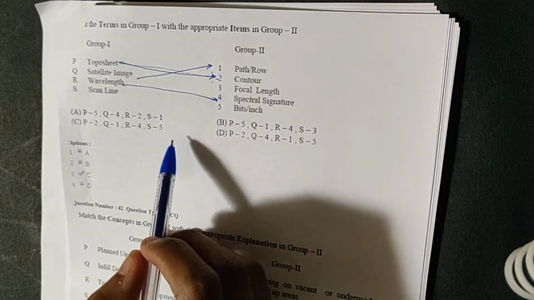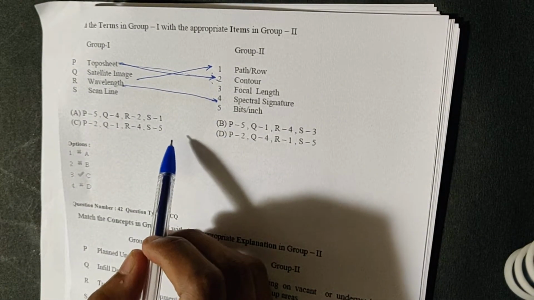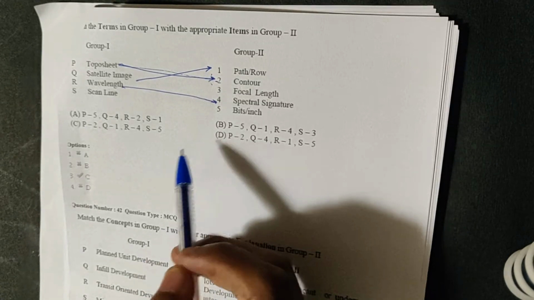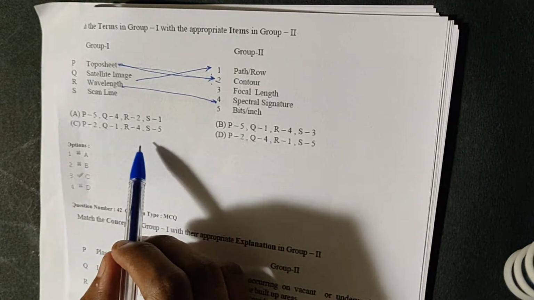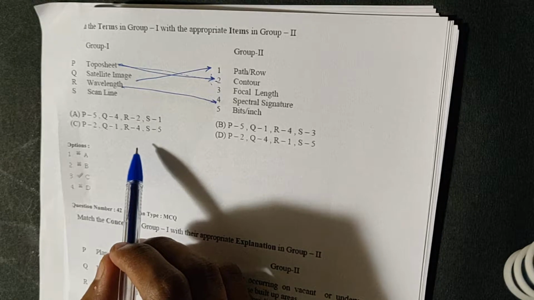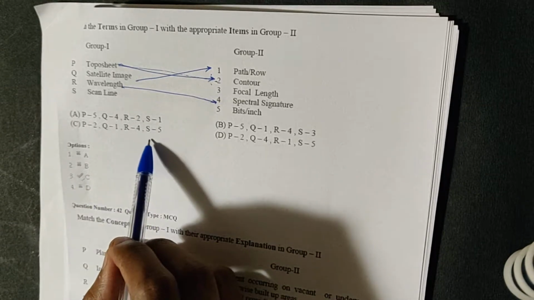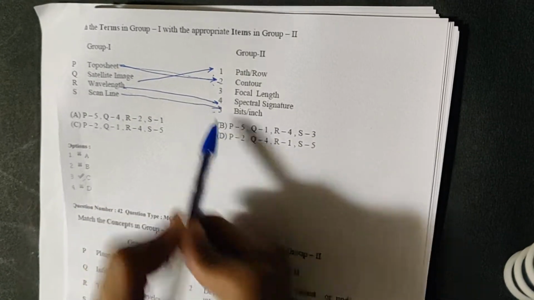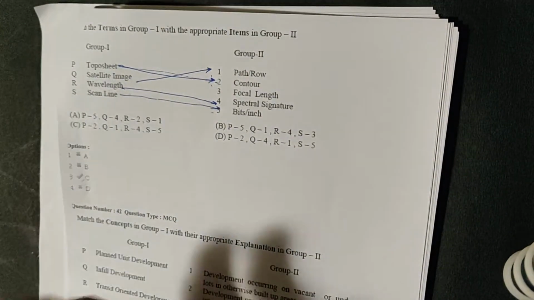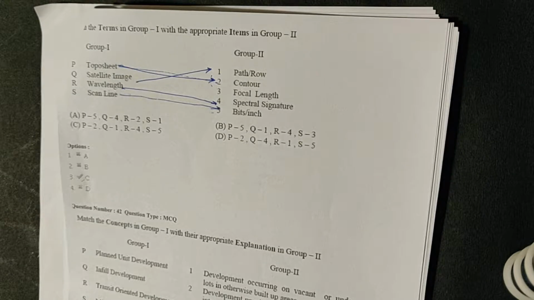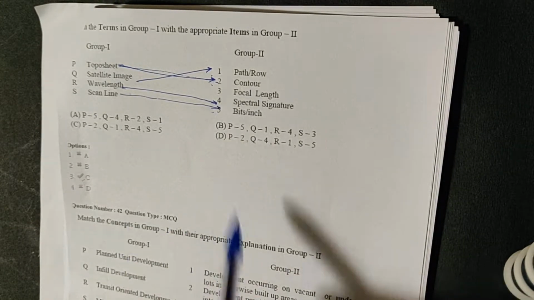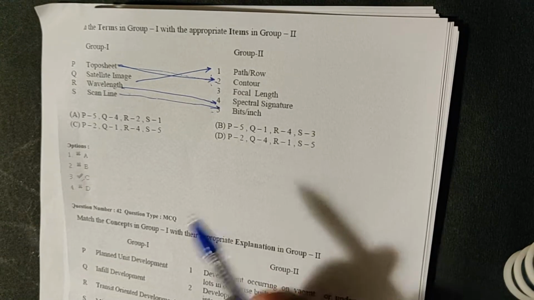And scan lines is bits in inches. So a scan line is used by scanners, and what a scanner does is determine the image quality per inch. So it is basically that.